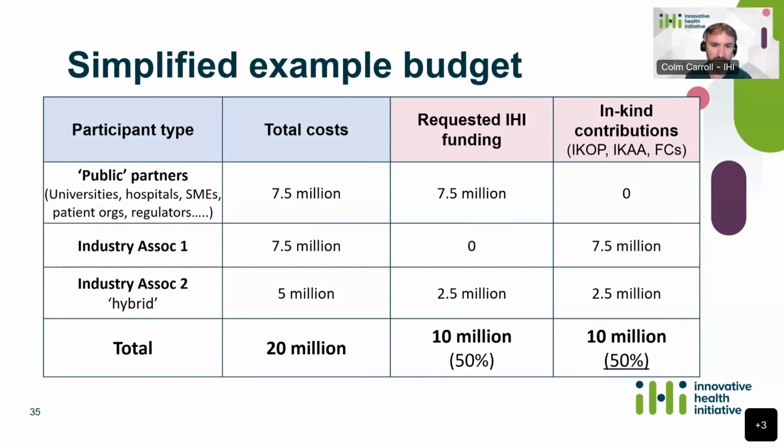That's in the second row here. Or they could have a hybrid where they ask for some of their costs to be paid for by IHI, and they also provide some in-kind contribution. This would therefore count toward that 50% or 45% eligibility criterion. There are many different models, and I would really encourage you to join the financial webinar if you're interested in joining the consortium.